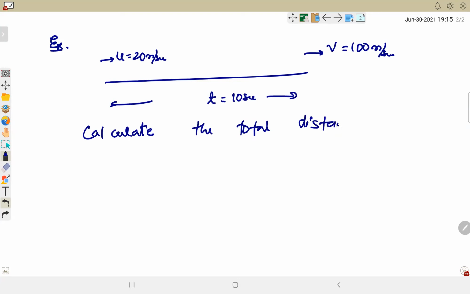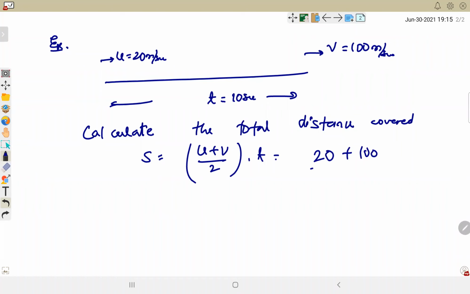We will separately take the questions including graphs. With the help of graphs, questions become quite easy. Calculate the total distance covered during the journey. So we can directly, straightforward, do u plus v by 2 times t. U is 20, v is 100, divided by 2.